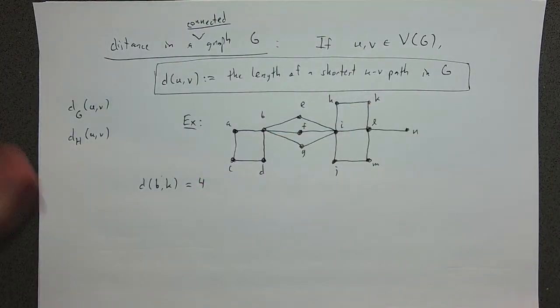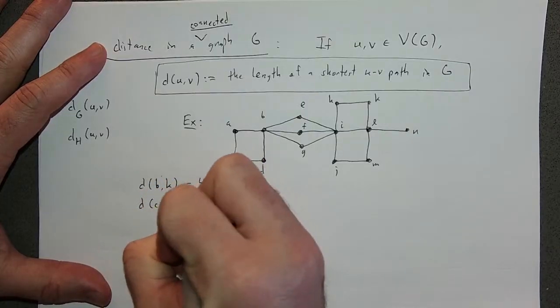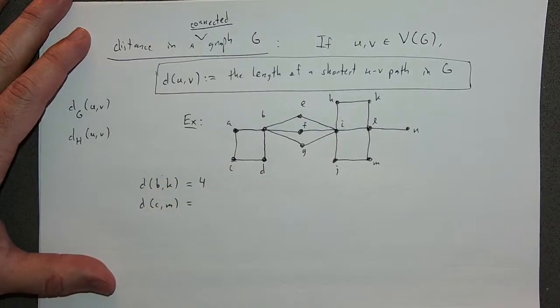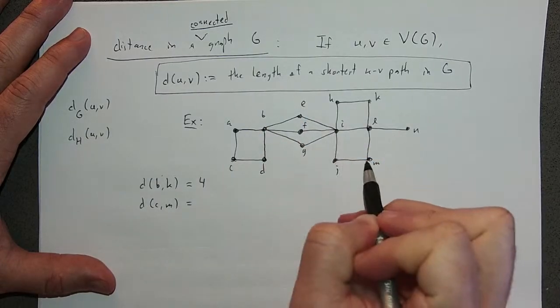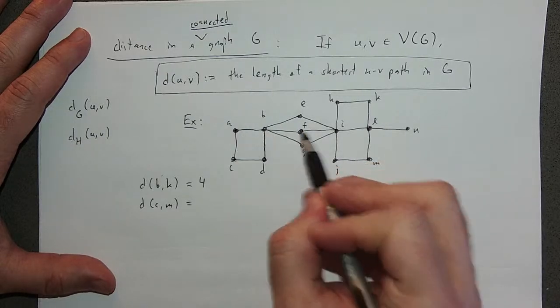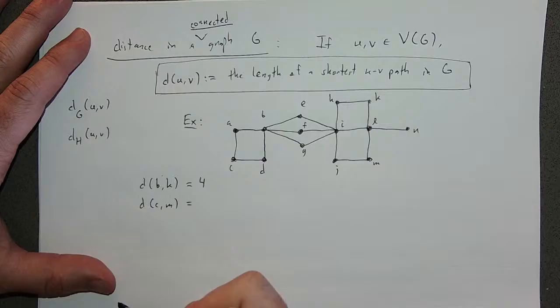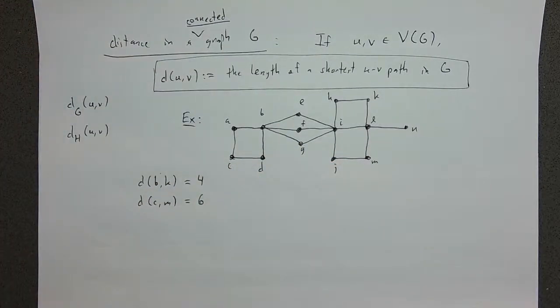What is the distance from, say, C to M? All right, so from here to here: 1, 2, 3, 4, 5, 6. Was there a shorter way to get there? 1, 2, 3, 4, 5, 6. Doesn't look like it, right? So 6.